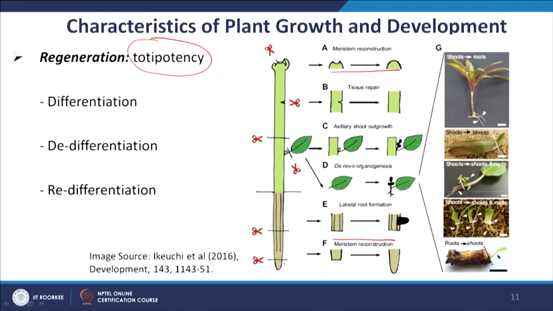If somehow the root tips or shoot tips are damaged in a plant, or if you cut them, what happens? You know that the apical meristems are positioned in the shoot tips and the root tips. If they are lost, the plant has acquired a mechanism by which it can actually reconstruct the meristem. This is because of their regeneration capability. Another important thing, if there is tissue damage, again the plant has a mechanism through which it can repair the damage. This is again activated through the process of regeneration.